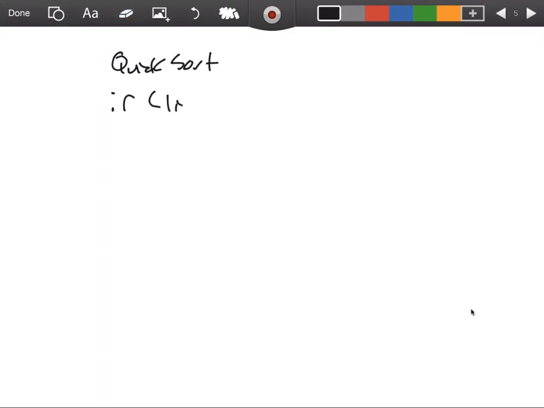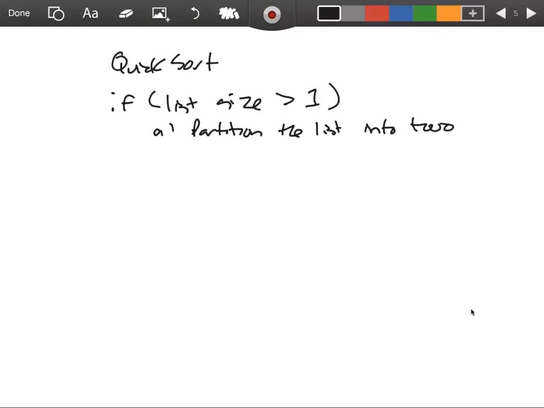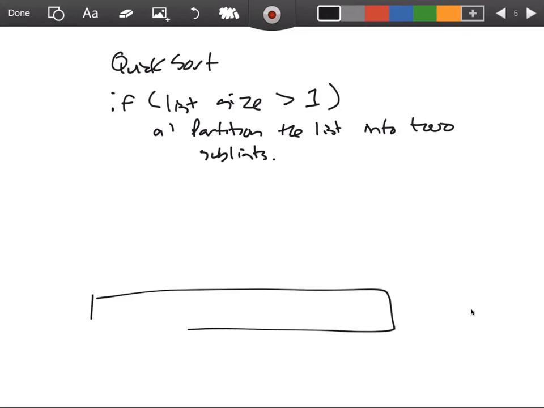If the list size is greater than 1, we're first going to partition the list into 2 sublists. By partition here, we're going to take some random value. So here's our list that has numbers of some sort. We're going to pick some partition factor, whatever you want to call it, of say 50. With our range of numbers, we think that makes sense.